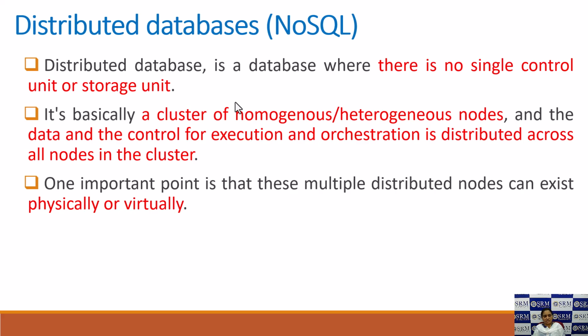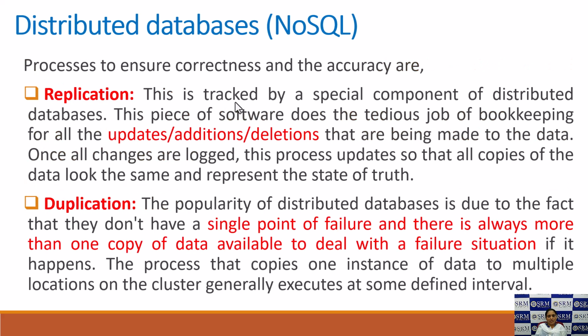A distributed database is a database where there is no single control unit or storage unit. It is a cluster of homogeneous or heterogeneous nodes, and the data and the control for execution orchestration are distributed across all nodes in the cluster. One important thing is that these distributed nodes can exist both physically or virtually. We all know that we have used virtual machines, the same concept. So with NoSQL there are two things: replication and duplication. We'll see them one by one.